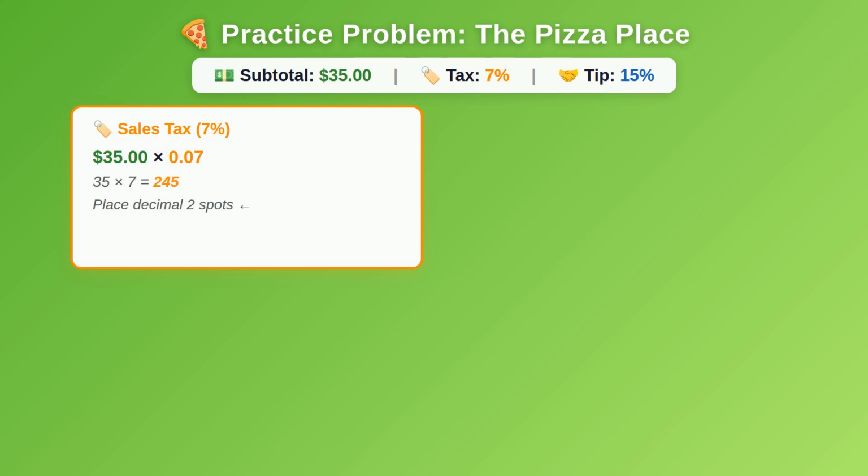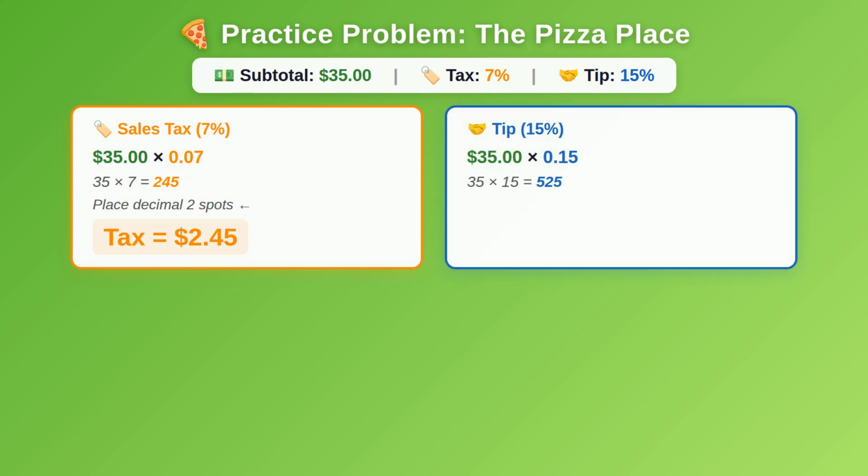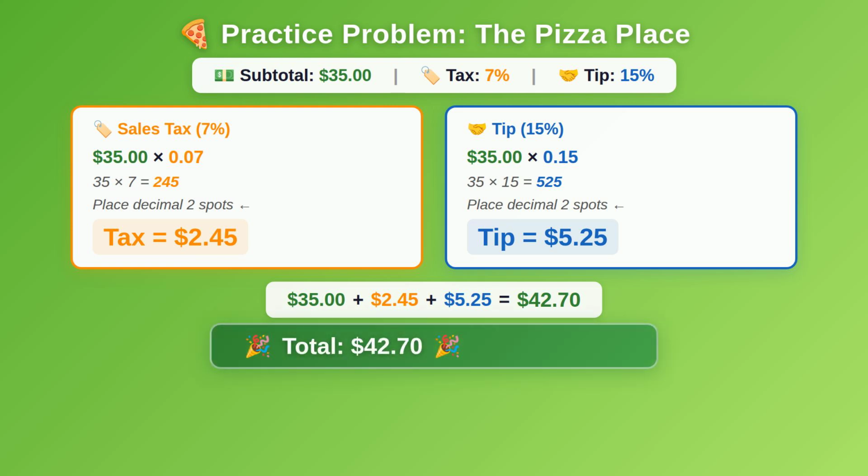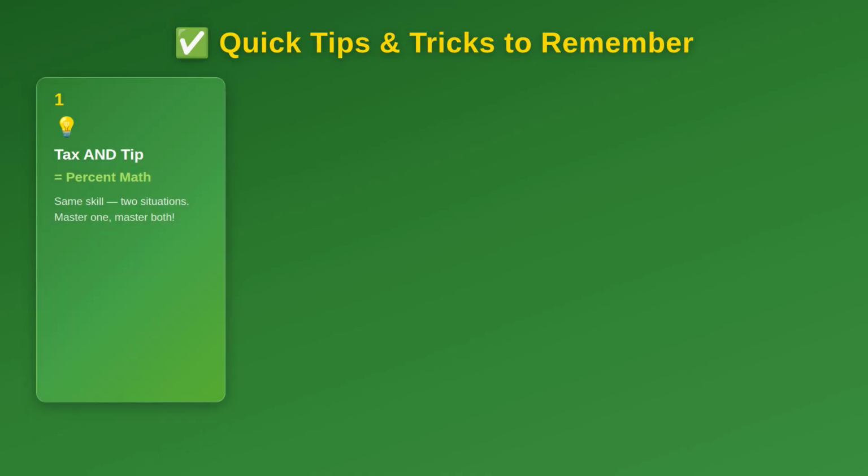You've got this. Your family's pizza bill has a subtotal of $35, a 7% sales tax, and you want to leave a 15% tip. First, the tax. 35 times 0.07. 35 times 7 equals 245. Place the decimal 2 spots in. That's $2.45. Next, the tip. 35 times 0.15. 35 times 15 equals 525. Decimal 2 spots in. $5.25. Finally, add them all. 35 plus 2.45 plus 5.25. 35 plus 2.45 is $37.45, plus 5.25 equals $42.70.